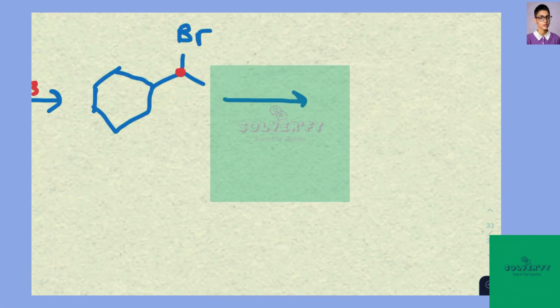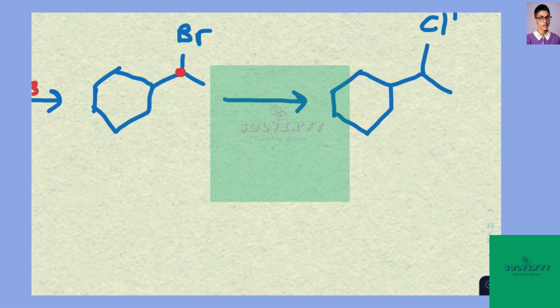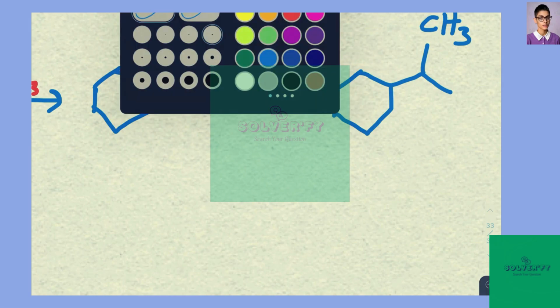Okay, next up, we have this starting material, and we're given this product, where we have a methyl group. I'll just write CH3. Okay, so how do we replace a bromine with a CH3? The answer is there is no immediate one-step mechanism. So we have to improvise.